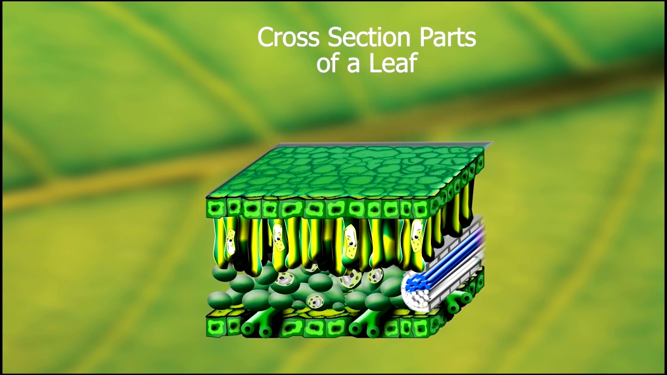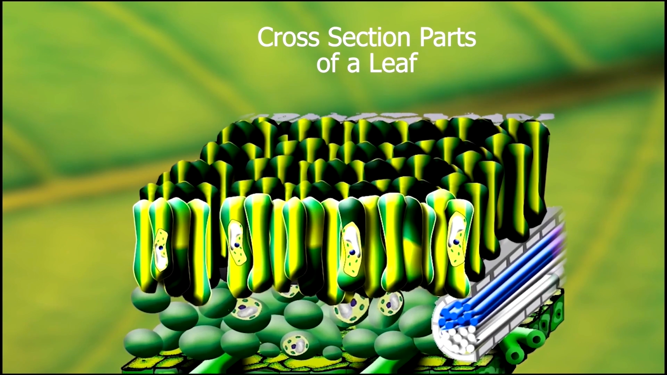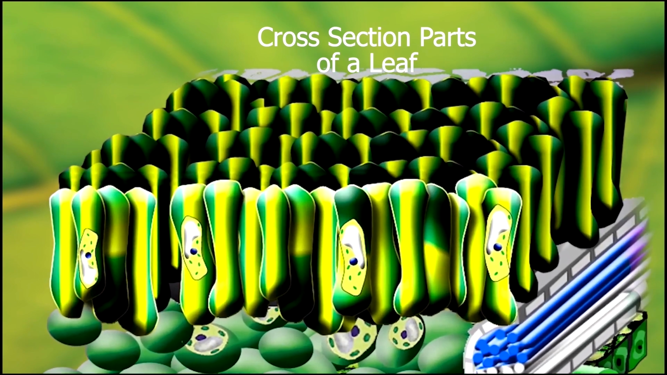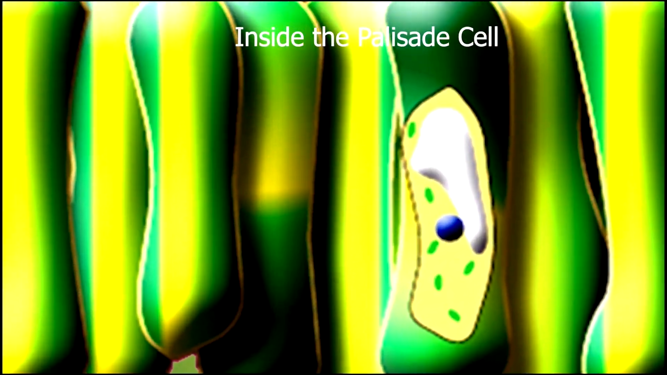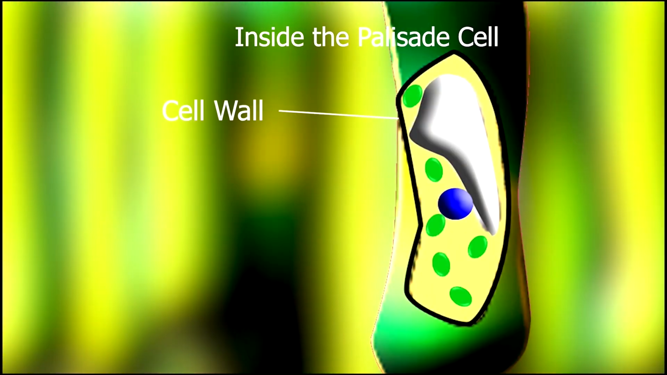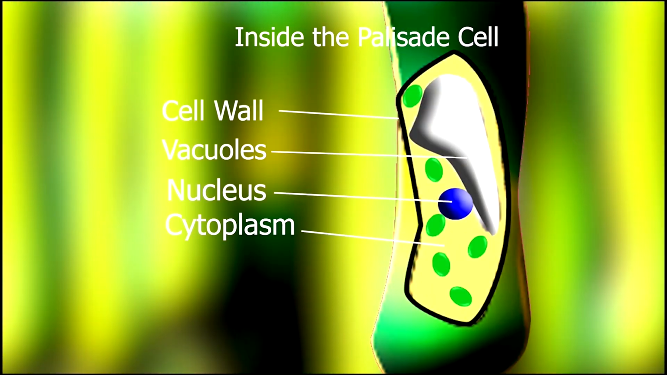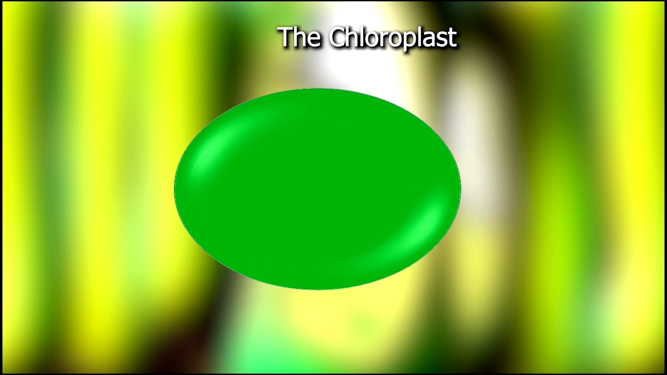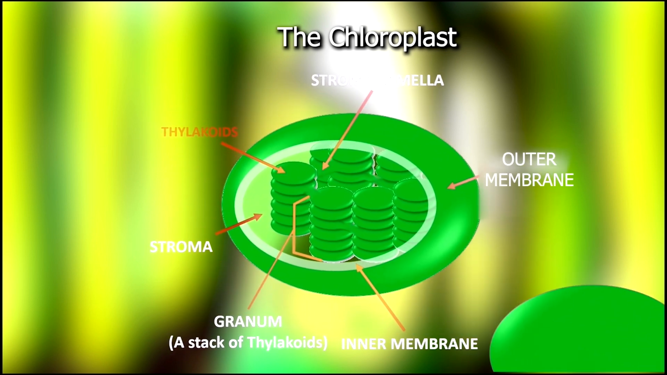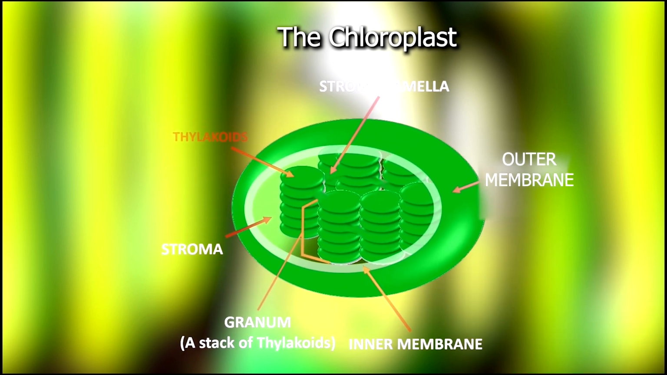Let's take a peek on what's inside. The palisade cells are one of the most important parts of the leaf. They consist of 5 main parts: cell wall, vacuoles, nucleus, cytoplasm, and of course, the chloroplast. Let's explore what's inside this organelle to see the parts that are involved in the first phase of photosynthesis. These are the parts of the chloroplast.